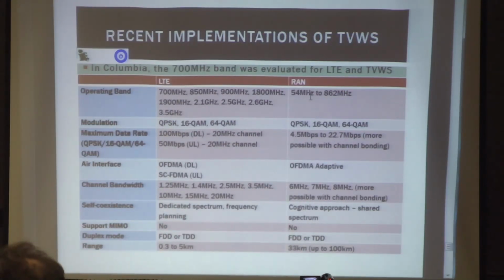And over here, the maximum data rate for uplink and downlink on LTE seems to be much more impressive than it is in TVWS. But the thing about TVWS is there's a concept of channel bonding, where you can take several channels together and get higher data rates there. So the net of this is that they found that the performance of the two was actually comparable. TVWS had a slight advantage in that it had adaptive rates and was more robust under extreme conditions.